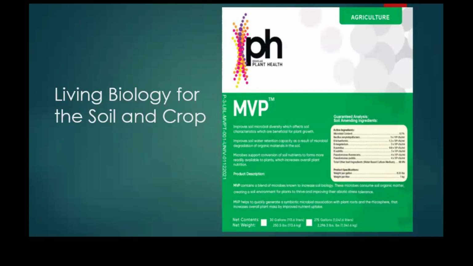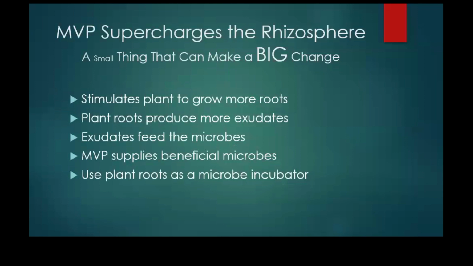So MVP, it supercharges the rhizosphere is the term I like to use. Dr. Muir talked about getting that cycle started, lighting the fire kind of. And the MVP is another product that does that. And if we combine those two together, we've really got a good situation. So MVP is a small thing that can make a big change in the soil.